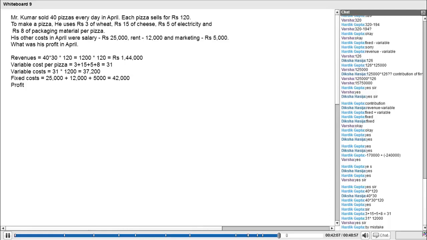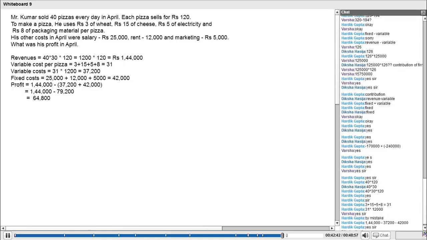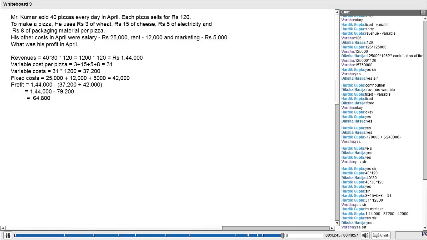Profit was revenue, which is 1,44,000 minus 37,200 of variable costs plus 42,000 of fixed costs, which is equal to revenues, which is 1,44,000 minus 79,200, which is 64,800. So is that clear? Is this clear to all of you?